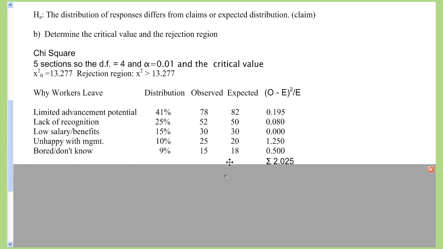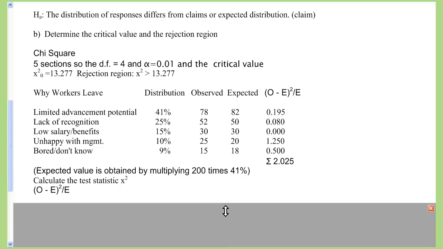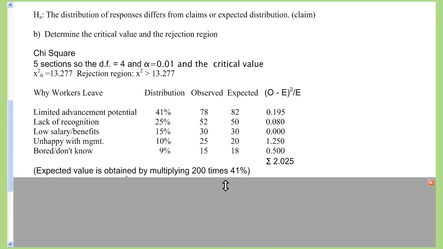To get the expected value, this is how you do it: multiply 200, because there are 200 people they surveyed, times 41%, which gives 82. 25% times 200 is 50. 15% times 200 is 30. 10% times 200 is 20, and 9% times 200 is 18. So that gives you your expected values.